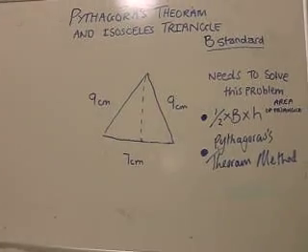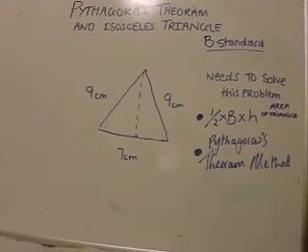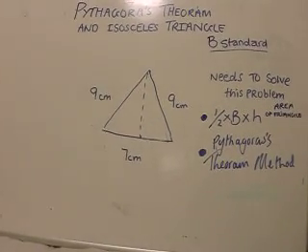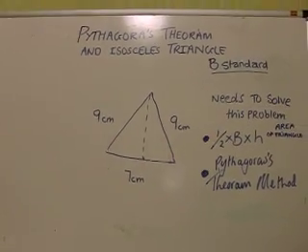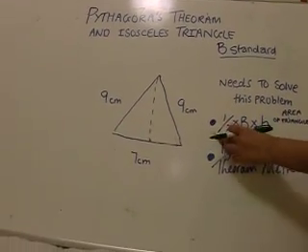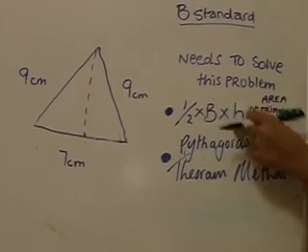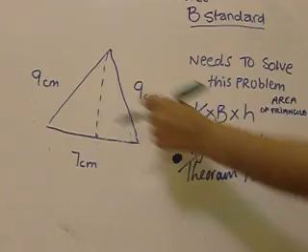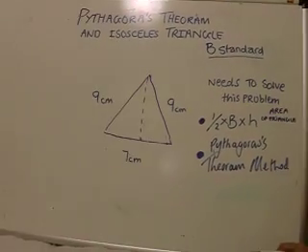Pythagoras' theorem and isosceles triangle. Now, in this problem, we are going to find out the area of this triangle, but in order to do this, we have to have the height of this triangle. As you can see in the formula, to find the area of a triangle, we have half times base times height. Height is needed, but we do not have the height. So we are going to try to find out the height.